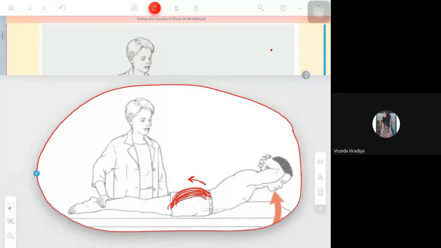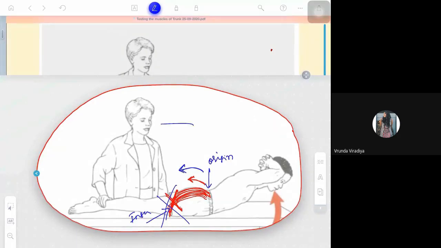Here the insertion is fixed. Clear? This is insertion and here is the origin. If insertion is fixed and the hip extensor muscle is contracting, then the action of the muscle will be in this direction. Clear?